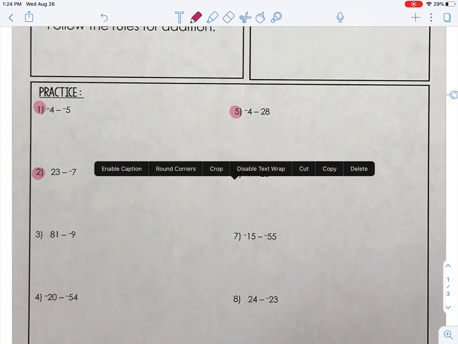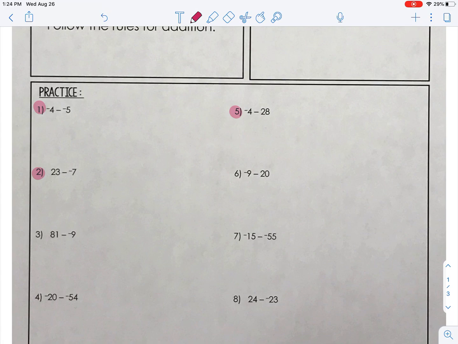-4 minus 28. Well, -4 minus 28 is the same thing as -4 plus -28. If I take the negative and attach it to the number and put a plus sign in front of it, then these two statements mean the same thing. -4 minus 28 is equivalent to -4 plus -28.